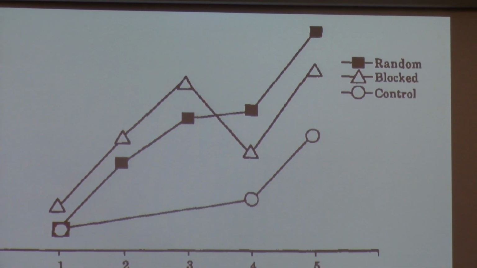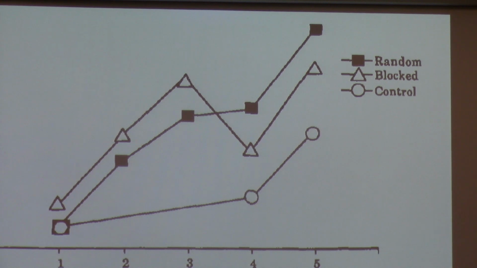Right, there's now a switch over. Right? What looked good during practice now does not look so good during the test. Right? So if you look at the block group, the triangles, you're really high, good performance during practice, but now it flips over. Right? It's the random group that outperforms the block training group during tests. So we are seeing basically an effect of interleaving here.